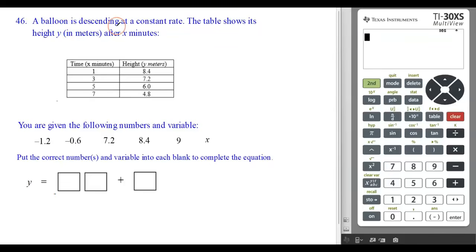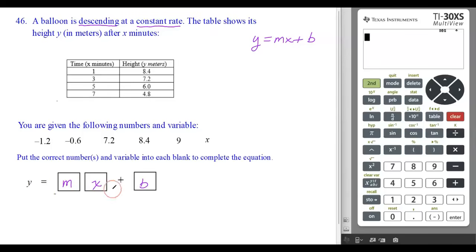Couple things here. Descending means going down. You can see that. At 1 minute, the balloon is 8.4 meters above the ground. At 3 minutes, it's 7.2 meters, and so on. It's descending at a constant rate. When you see the words constant rate in a problem like this, it implies y equals mx plus b, which is on your formula sheet, but you need to recognize that. So we have the y equals here. The m would go here, the x would go here, and the b would go here.